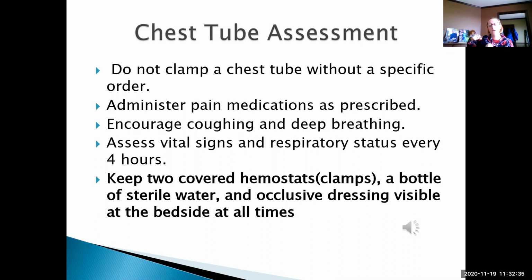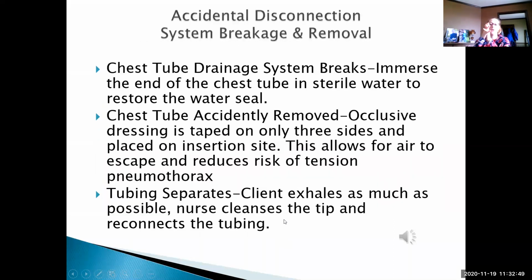And then if it comes completely dislodged, if they pull it out or something like that, you want to have an occlusive dressing that you can put over the site, again, just to prevent any air from going into the chest wall. So I already mentioned that, immersing it into the sterile water. So the occlusive dressing, if it comes completely removed, you put the occlusive dressing on, but only tape it on 3 sides. So that way it allows for air to escape, but then it kind of flaps back down and reduces that risk of that tension pneumothorax.